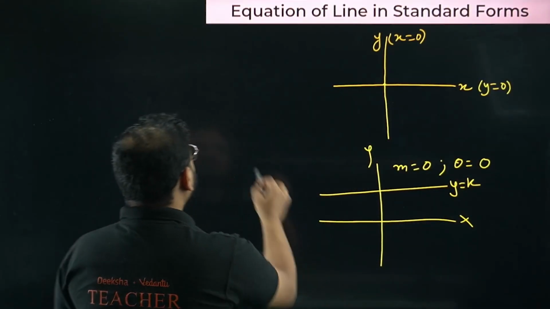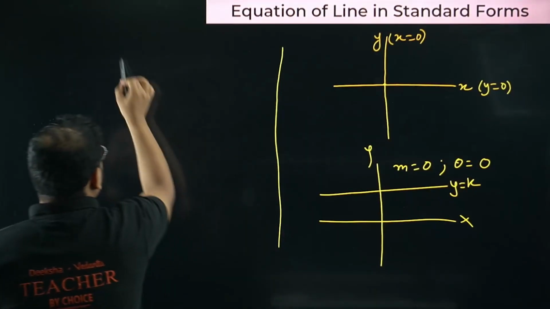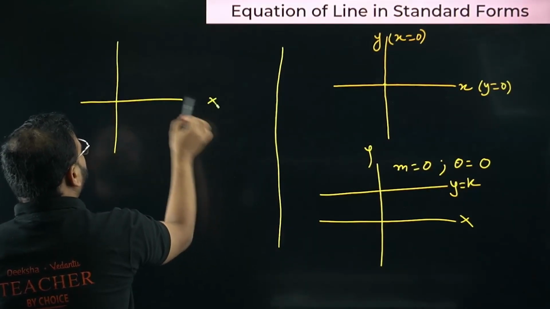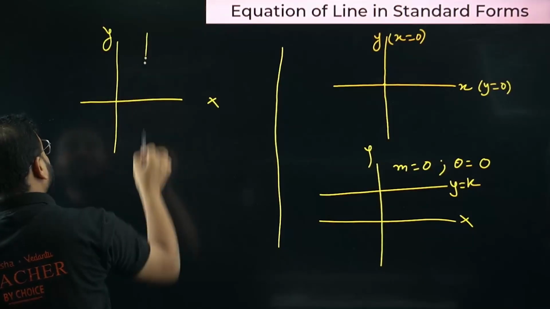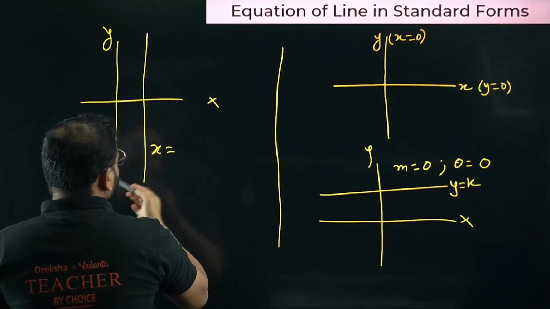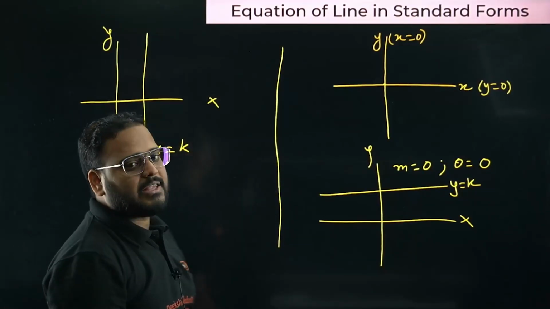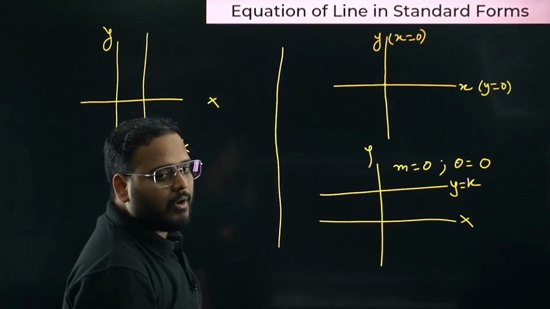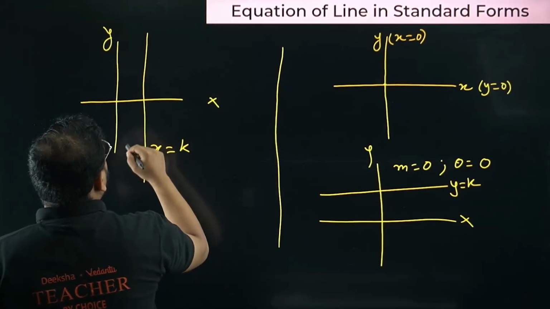Now if I take this other case, this is your x axis, y axis, and the line is parallel to the y axis in this case. So what I get is x equals to the constant k. Now of course, what will happen to the slope here?